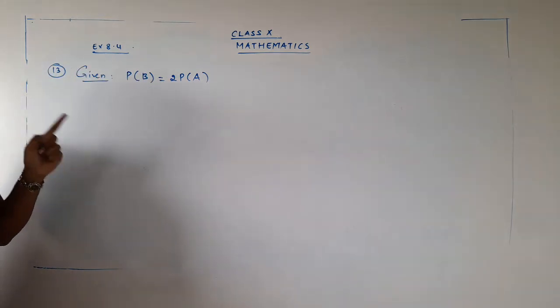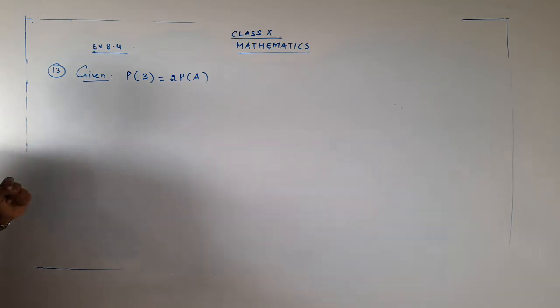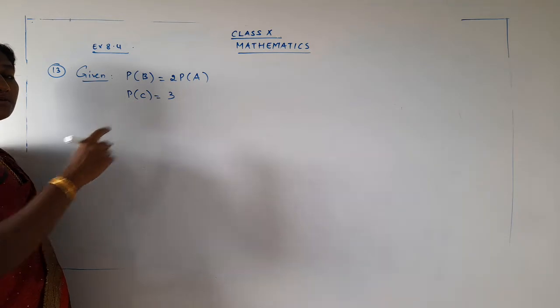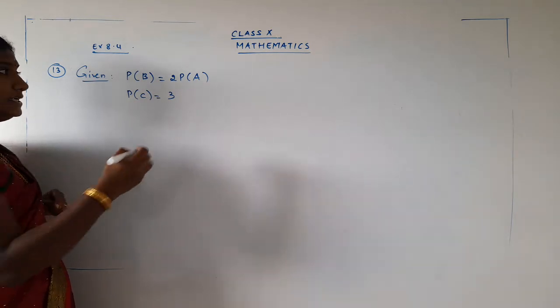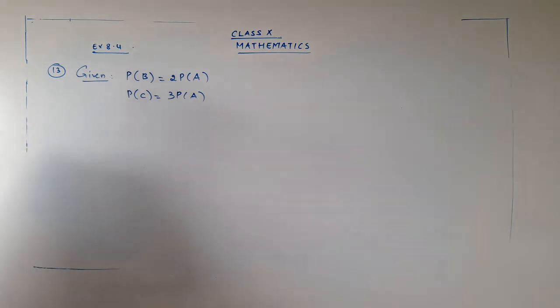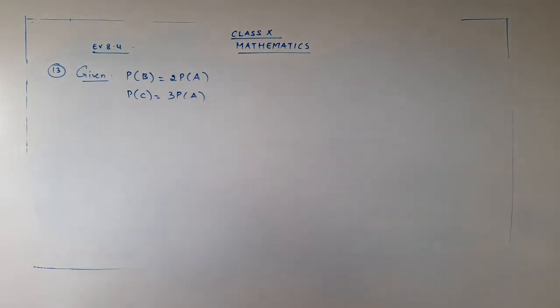They are saying that probability of C is thrice. So what does it mean by thrice? Thrice is 3 times probability of A. So P of C is equal to 3 times P of A. So I have just taken down the given part.